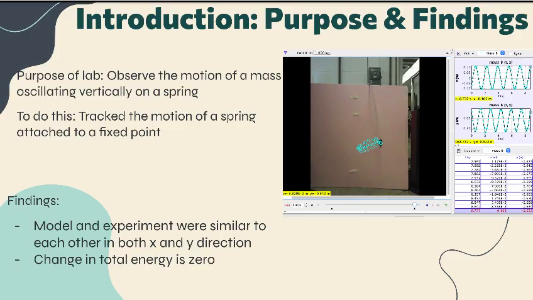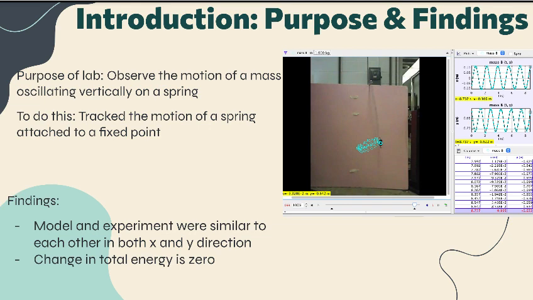So the purpose of the lab was to observe the motion of a mass oscillating vertically on a spring. And to do this, we track the motion of a spring attached to a fixed point, and you can see that over on the right with the tracking data. The initial findings that we had were that the model and the experiment were pretty similar to each other in both the x and the y direction. And then the change in total energy is 0.